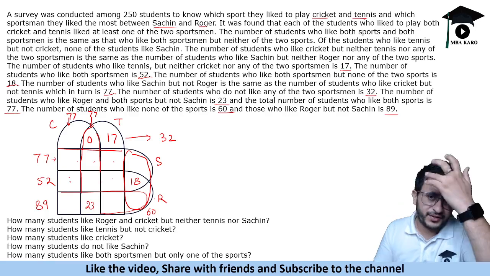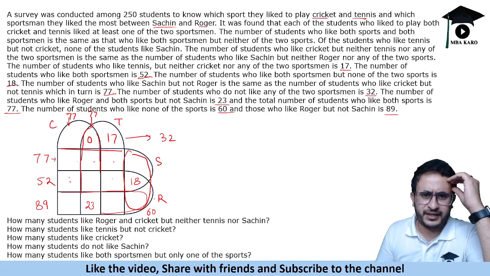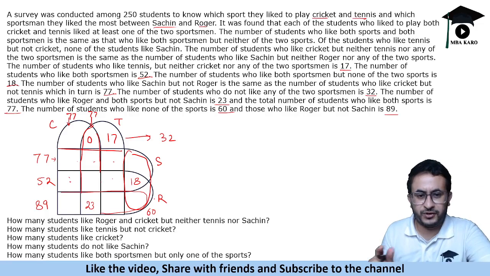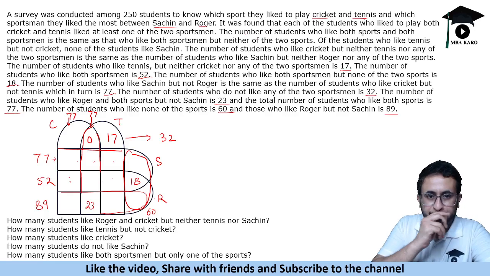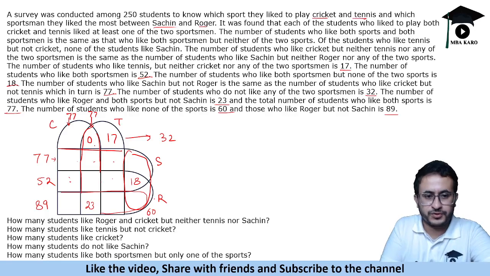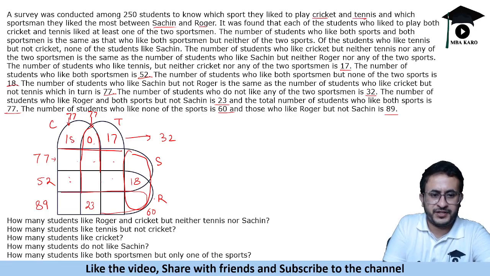So you need to be good with reading English, understanding basic logic. It says that if they like both sports, they have to like at least one of the two sportsmen. So this is 0. So this will be 15. So that part is done.